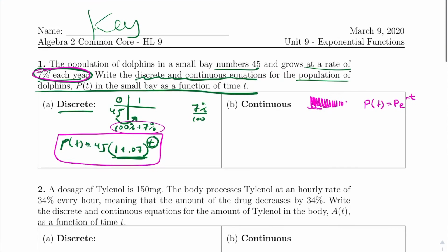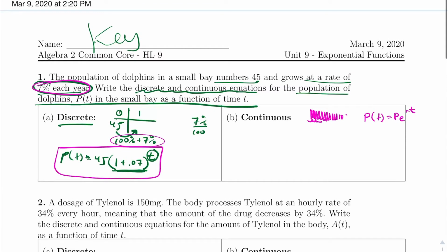So we don't have to understand how that transition worked to apply it. What we do need to understand is P of t is equal to 45 dolphins to start times e to the r, and r in this case just comes from the 0.07. We don't include the 1 like we did last time, times t.